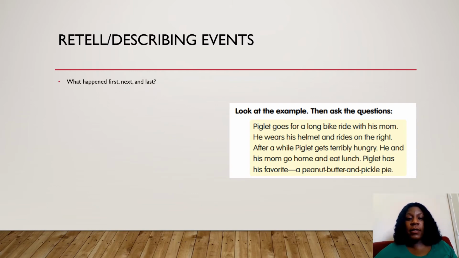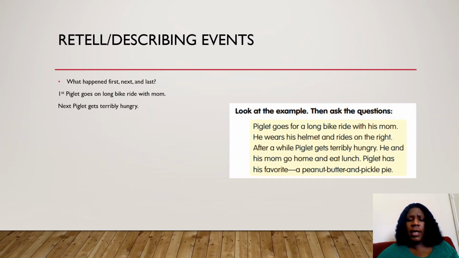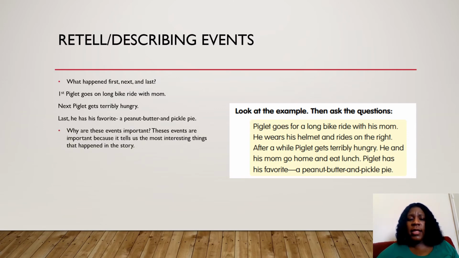What happened first, next, and last? First, Piglet goes on a long bike ride with Mom. Next, Piglet gets terribly hungry. Last, he has his favorite, a peanut butter and pickle pie. Why are these events important? These events are important because they tell us the most interesting things that happened in the story.